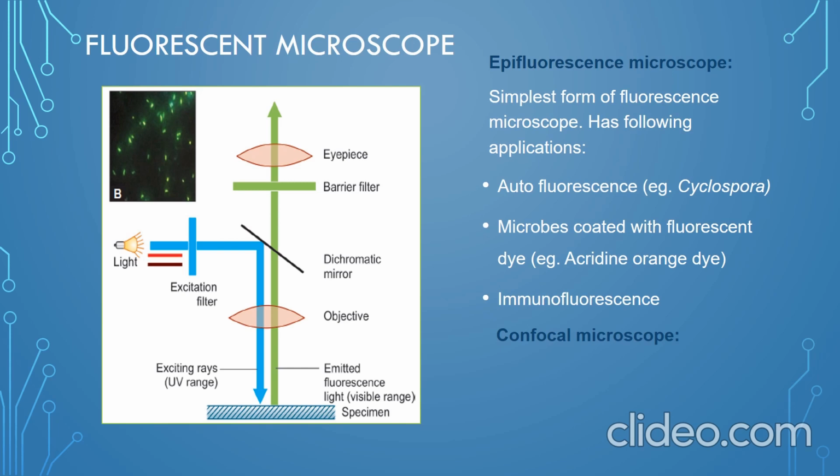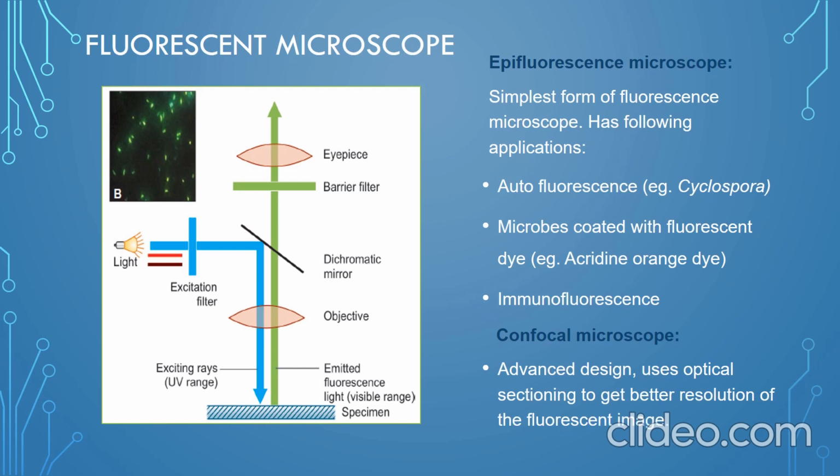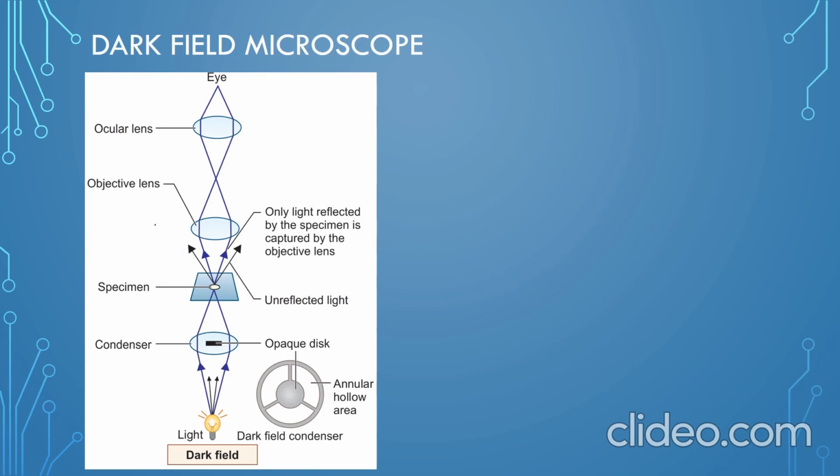In immunofluorescence microscopy, a fluorescent labeled antibody helps to detect our antigen. Likewise, a fluorescent labeled antigen can be used to detect antibodies, and for that application also the epifluorescence microscope can be used. Confocal, the advanced microscopy, uses optical sectioning to get better resolution of the fluorescent image. Here the magnification is very, very high in the case of confocal microscopy.